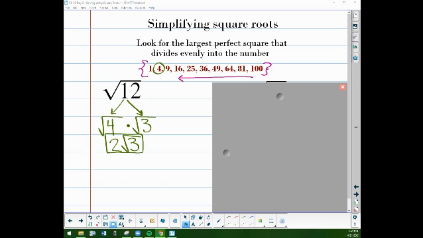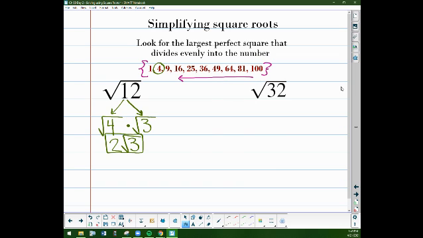Okay, so 12 is a little bit smaller. Let's try a bigger one. I've got square root of 32. Okay, so I want to look from the largest perfect squares to the smallest perfect square. I'll give you a hint, we don't really want to look at any numbers that are bigger than 32 because we know those aren't going to divide evenly into 32. So we can start looking at the next perfect square that's smaller than 32, and that's 25.